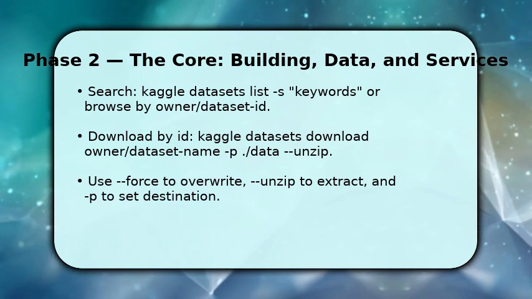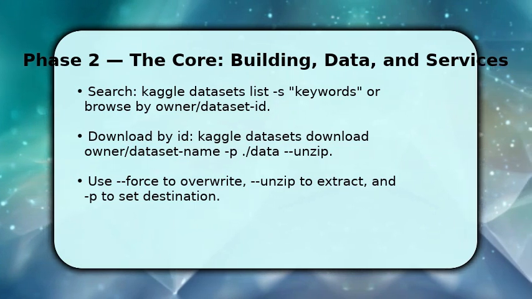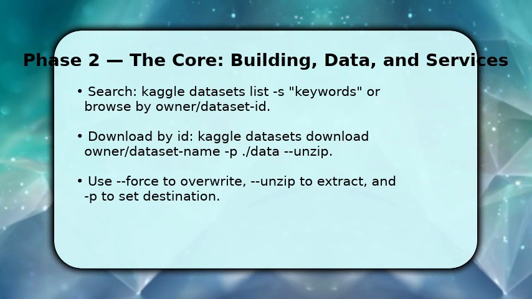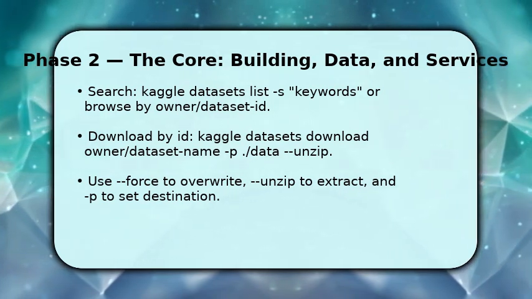If space is tight, download a subset or use stream processing. Make sure file paths are correct. And once the download finishes, inspect the extracted files and metadata to confirm all expected files are present before moving on.